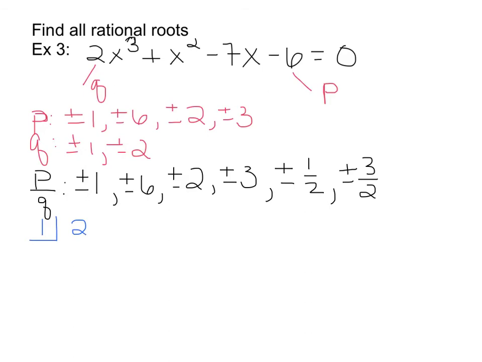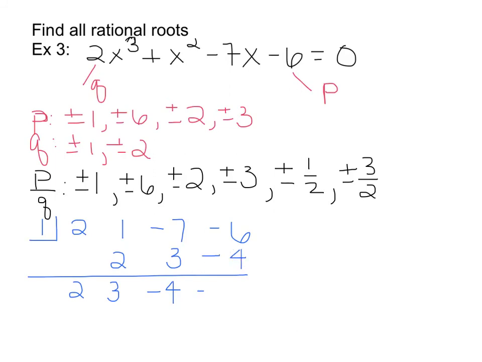So there's a 2 in front of the x cubed, a 1 in front of the x squared, a -7 in front of the x, and then a -6. Okay, bring down the 2. 1 times 2 is 2. 1 plus 2 is 3. 1 times 3 is 3. -7 plus 3 gives me -4. 1 times -4 is -4, and I get -10. So, since I did not get a remainder of 0, 1 is not a possible root.